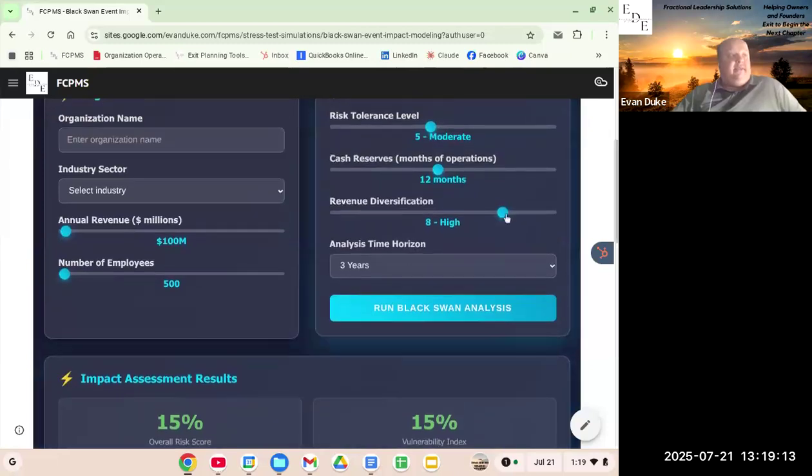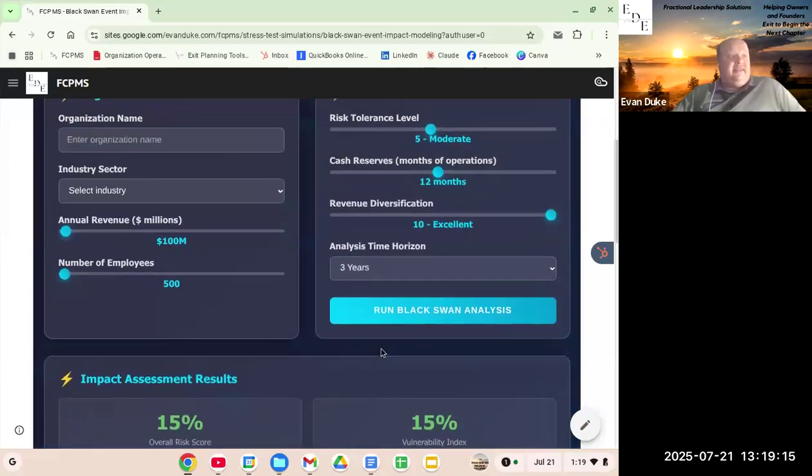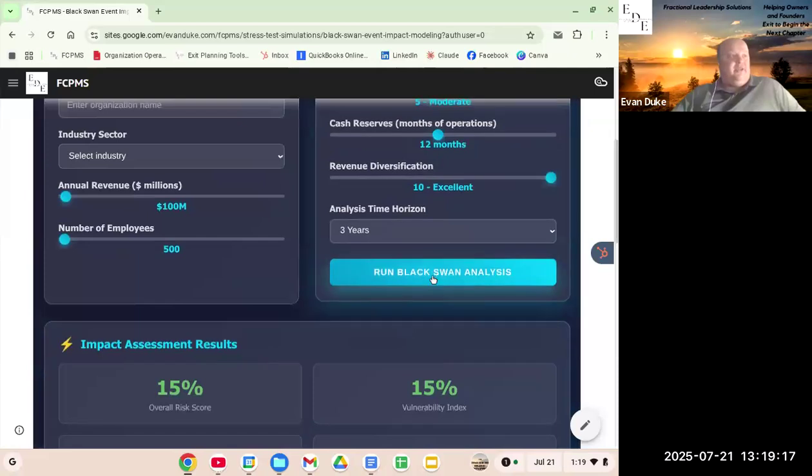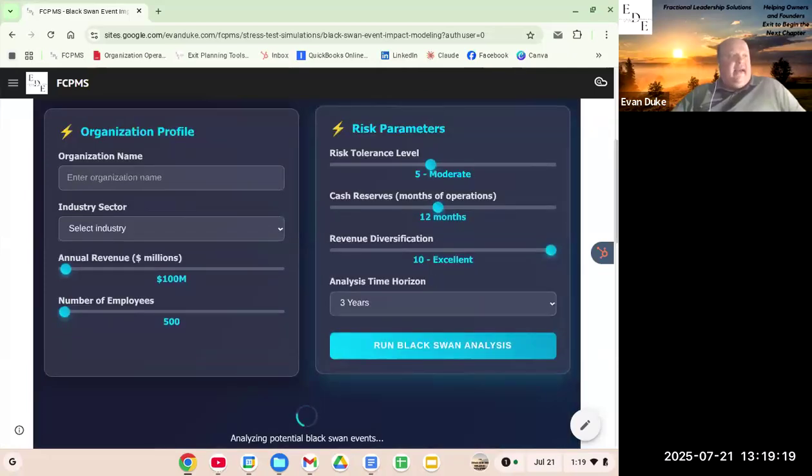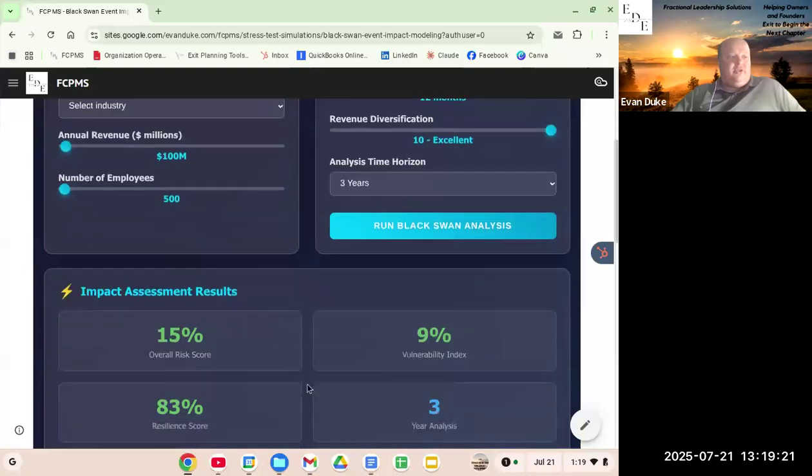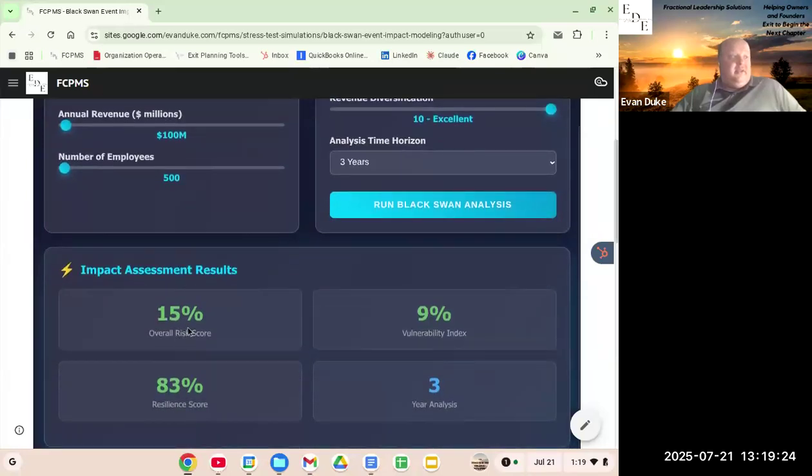Now let's say with revenue diversification, it's excellent as opposed to just high. And if we have that along with the cash reserves, well, look at that. We're still at 15% overall risk. Vulnerability is down to 9%. Resiliency is 83%. And again, the overall risk, what I should mention right here is that it's not like we'll be able to get through something completely unscathed.